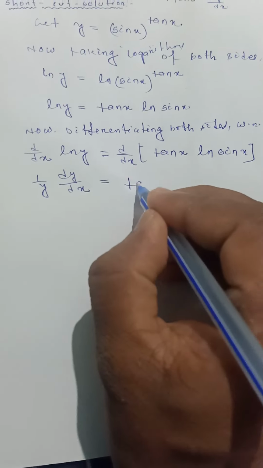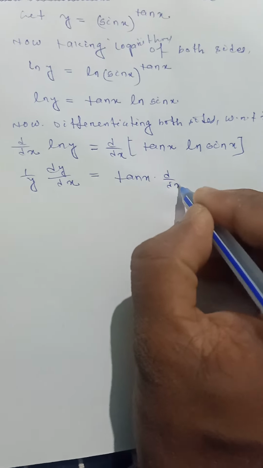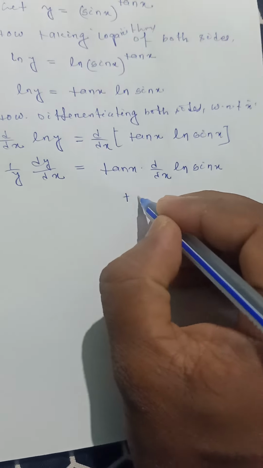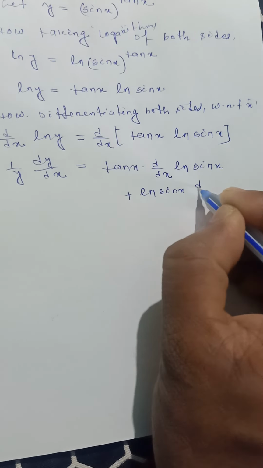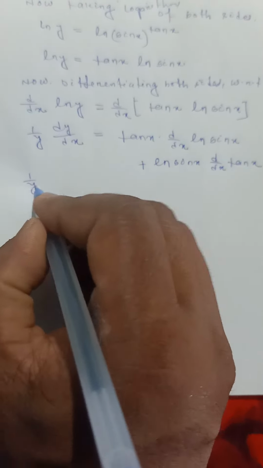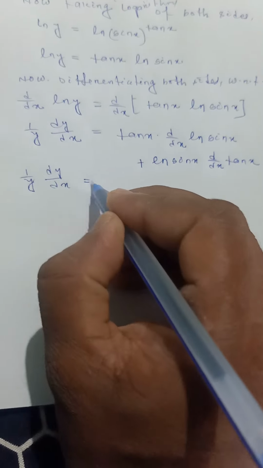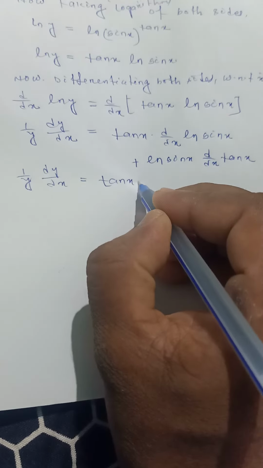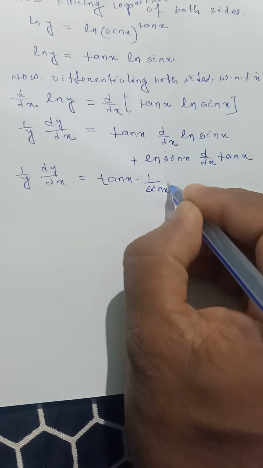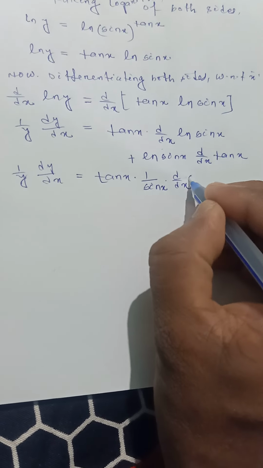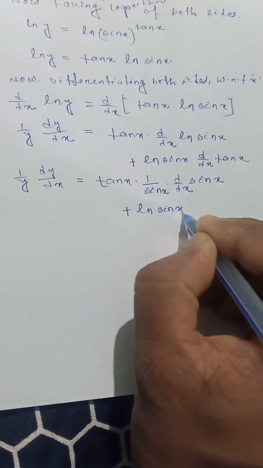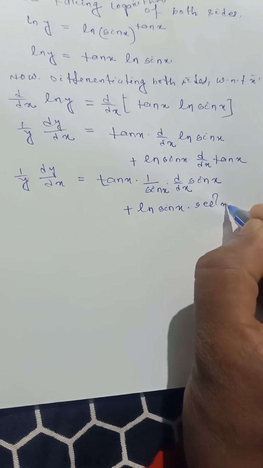the product rule, so tan x into d by dx of ln sin x plus ln sin x d by dx of tan x. Okay, so 1 by y dy by dx equal to tan x, so d by dx of ln sin x means 1 by sin x, again derivative of, using the chain rule, derivative of sin x plus ln sin x, derivative of tan x is sec square x.